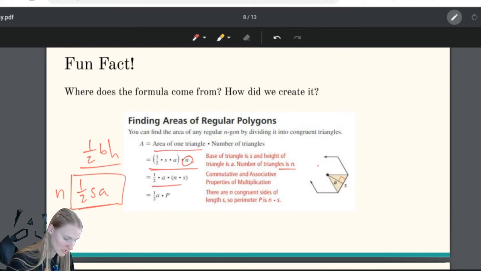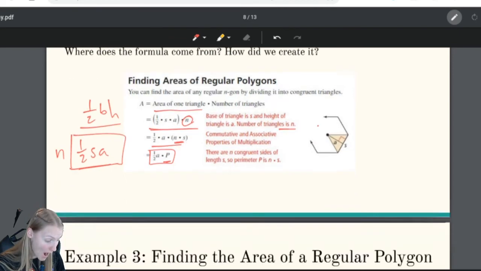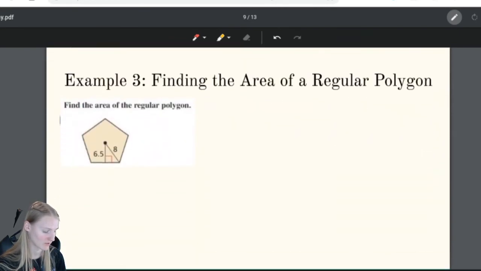And then they're just reorganizing it. The perimeter is the number of sides times the side length, so they just replaced n times s with p here. And that's where you get it. I think it's really cool, so I wanted to share it with you. Now, let's move on and do an example.